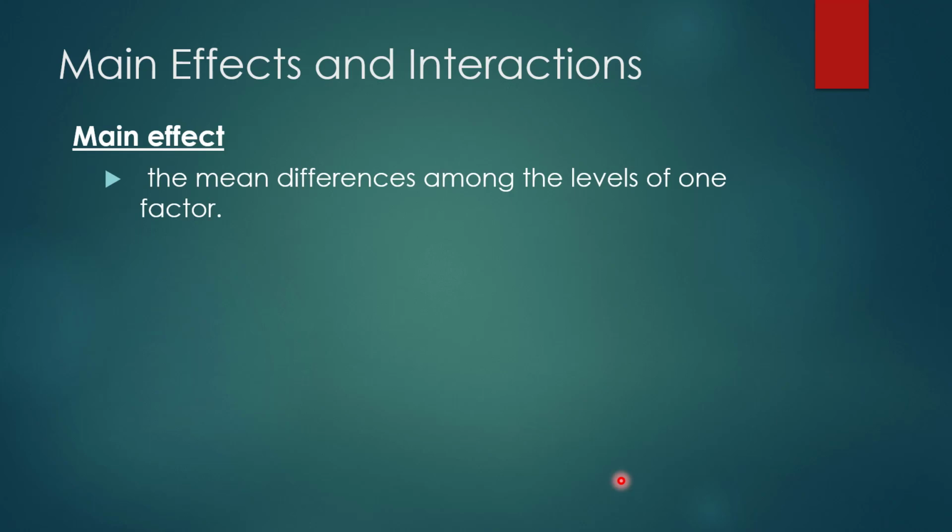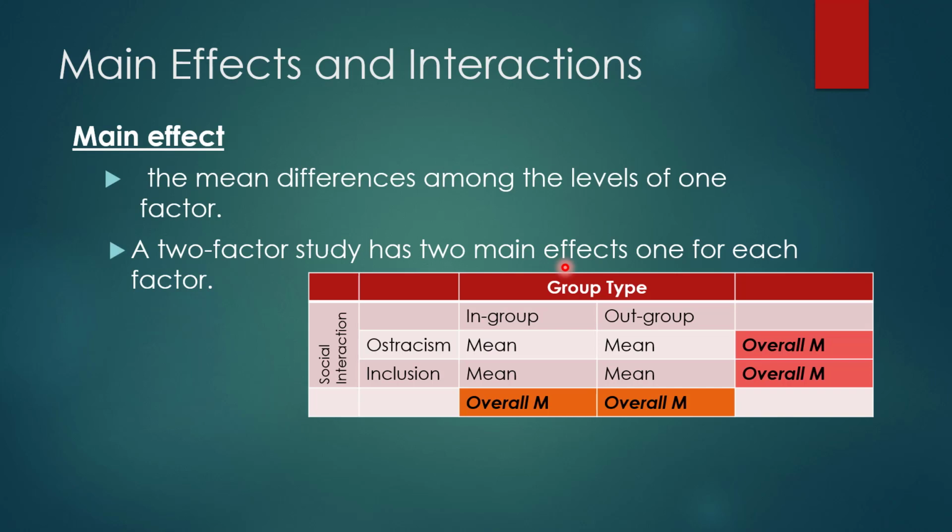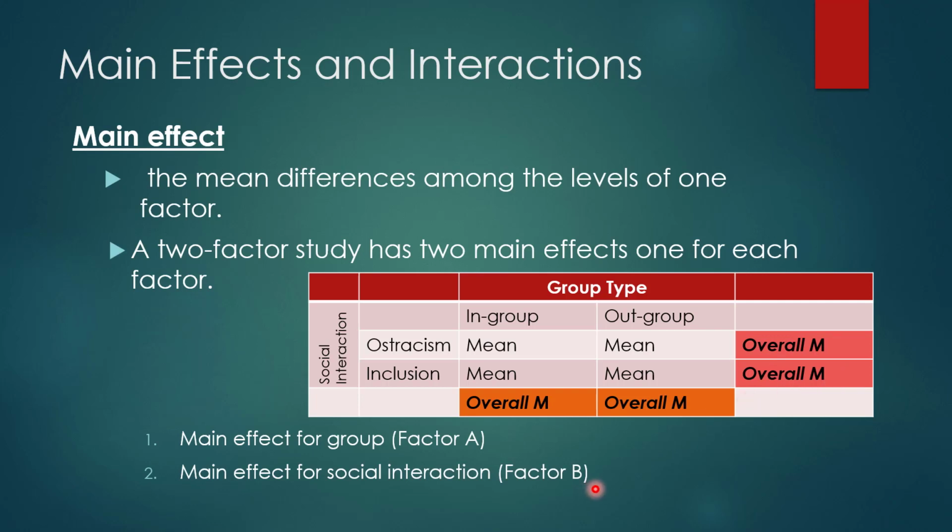So a main effect is the mean differences among the levels of one factor. Again, one factor is going to be looked at in terms of columns, the other factor is going to be looked at in terms of rows. And a two-factor study has two main effects, one for each factor. So here's this again. So we have a main effect for factor A. Perhaps that's comparing the overall means in the rows. And we have a main effect for factor B, looking at the overall means in the columns.